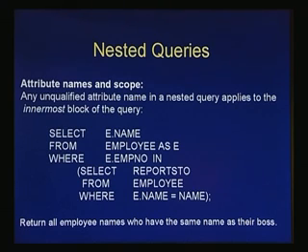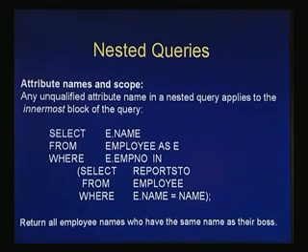Now, what happens to disambiguation of attribute names when we are considering nested queries? This slide here shows such an example. Firstly, there is the rule which says that any unqualified attribute name in a nested query applies to the innermost block of the query. So, what does that mean? Have a look at the query here.